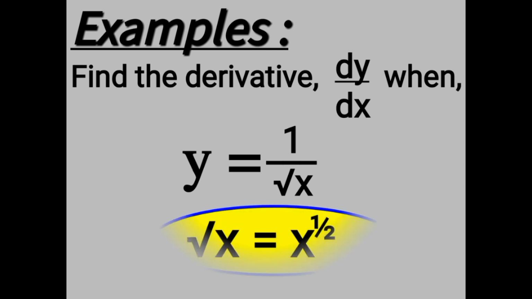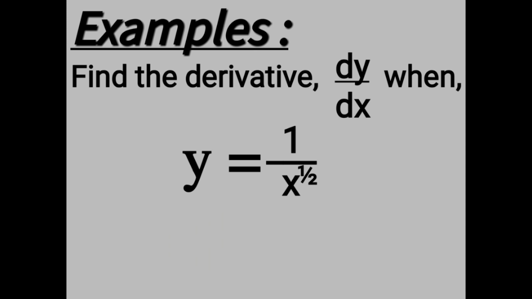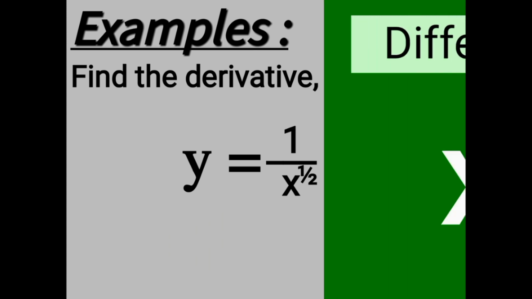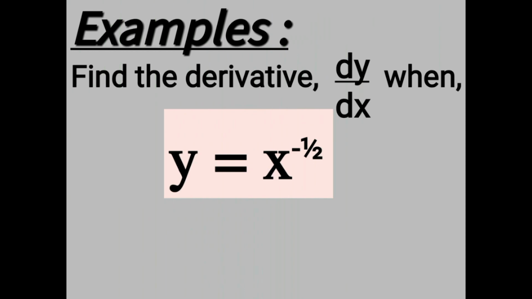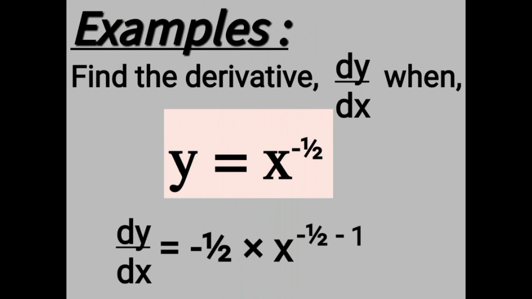So the square root of x is the same as x to the power 1 over 2. Then y equals 1 over x to the power 1 over 2. Now rewriting this in the form x to the power n, y equals x to the power minus 1 over 2. Then dy over dx equals minus 1 over 2 times x to the power minus 1 over 2 minus 1, equals minus 1 over 2 times x to the power minus 3 over 2, equals minus 1 over 2 x to the power minus 3 over 2.